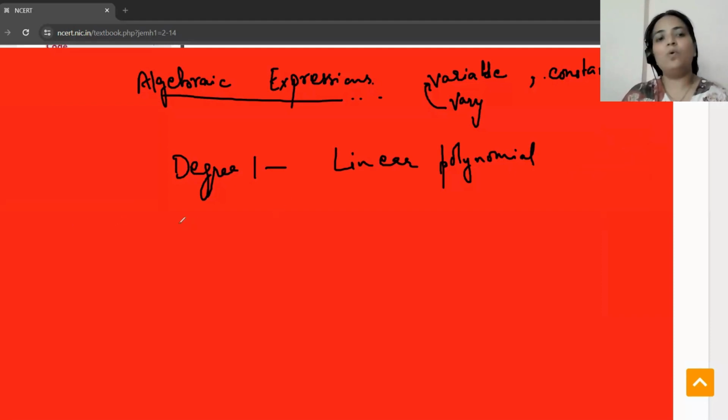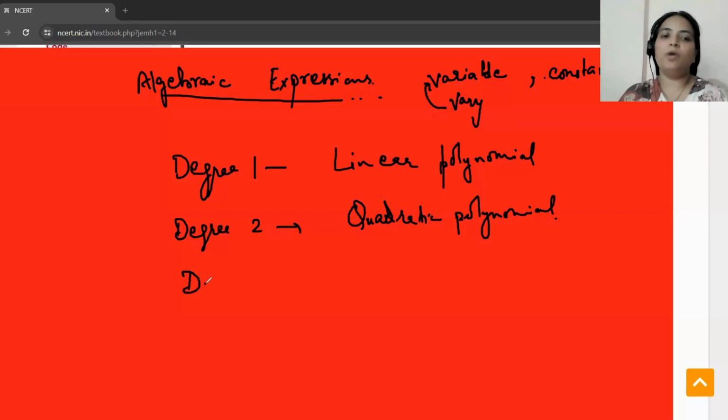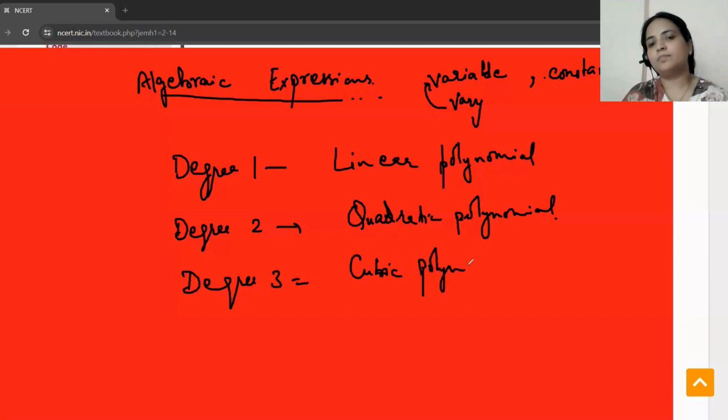Okay, now a polynomial with degree 2 is called a quadratic polynomial. Right? A polynomial of degree 3 is a cubic polynomial. Right? Now let's have some examples of these. Linear polynomial, can anyone give me one example? Srishti, you tell me.